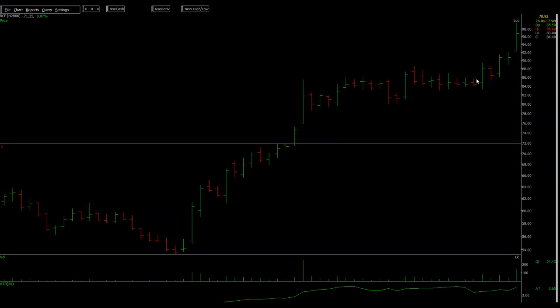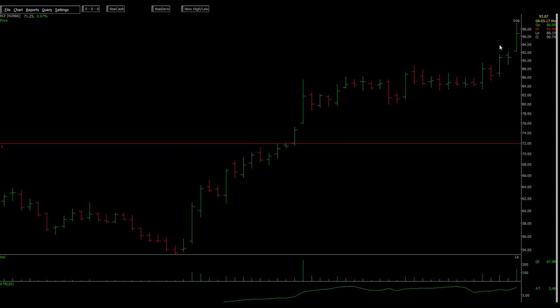So this move is already extended. If you see, the stock has been running from 54 to almost 100. That's about a 100% jump. This is not a usual move. This happens very rarely, and this happened in a very short period of time. This is 10th of March and this is 10th of May. Exactly, in under 60 days the stock doubled.